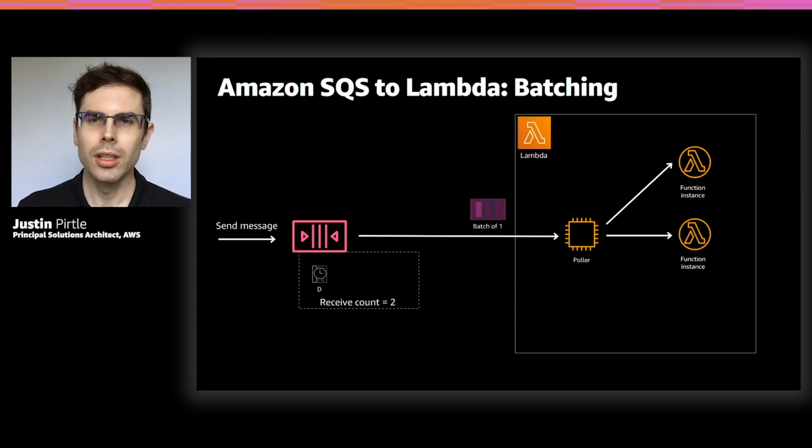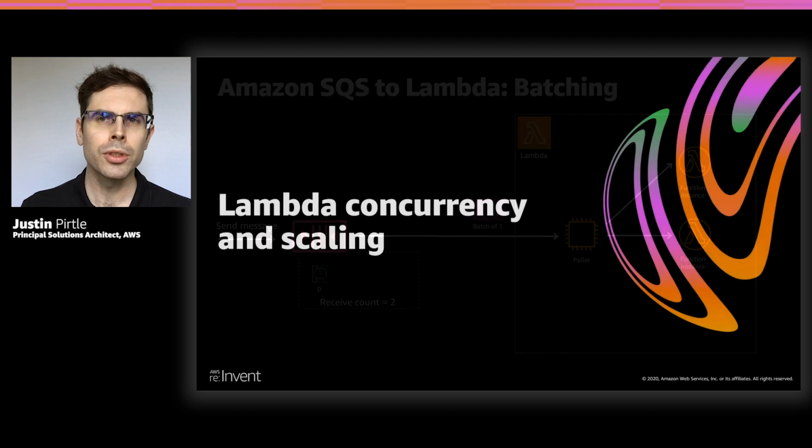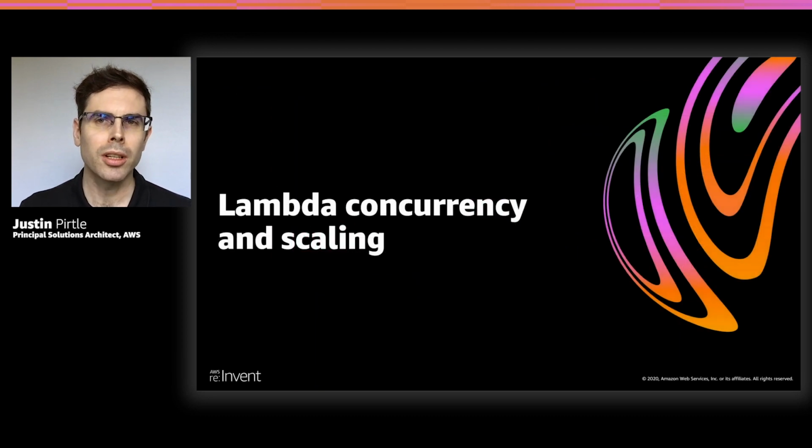So in this case, we have the message D, which is picked up again by the poller, but now we have a receive count of 2. And so that's the main difference here. Now, how we handle this error condition, we will address shortly later on in the presentation. But first, let's take a look at Lambda concurrency and scaling.